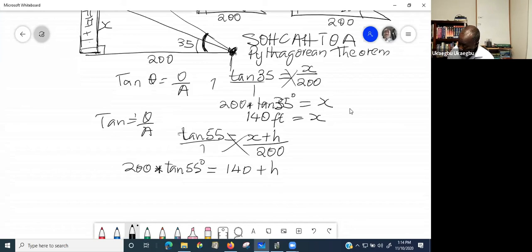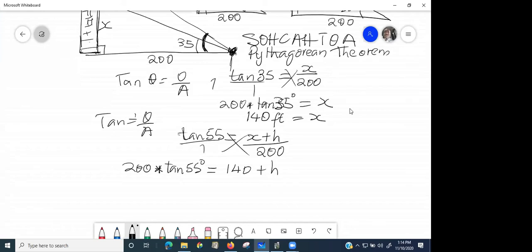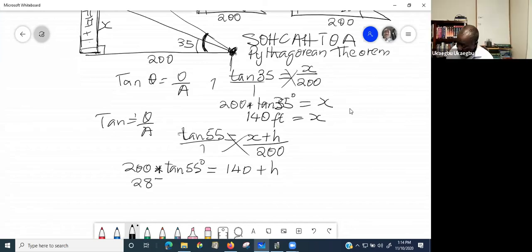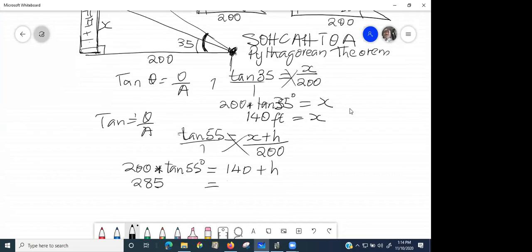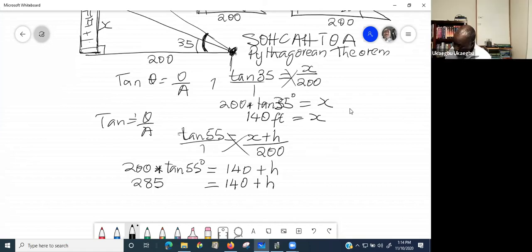Okay, who got it? The left side. I got 285. Who else got 285? Okay, you need to say it fast. We need to move on, ladies and gentlemen. So 285 on the left side and 140 plus H on the right side.